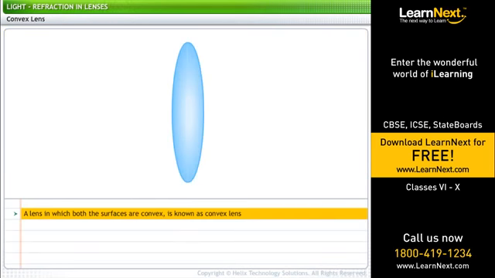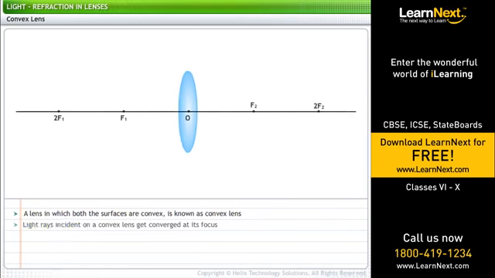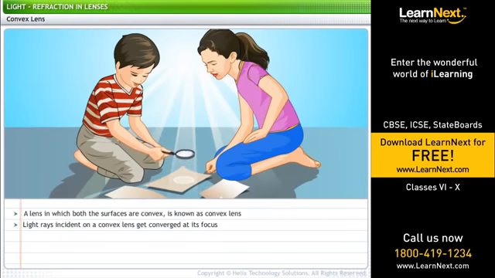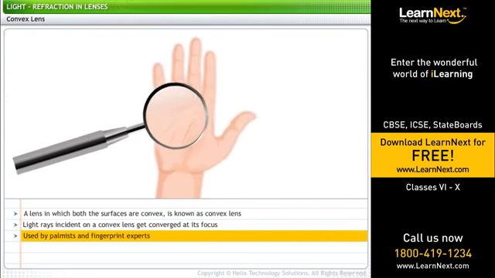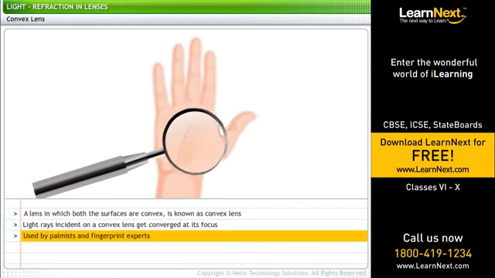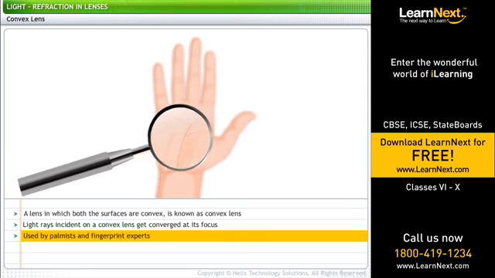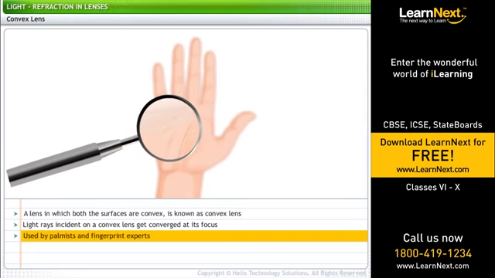A lens in which both the surfaces are convex is known as a convex lens. Light rays incident on a convex lens get converged at its focus. This is why a convex lens is also called a converging lens. Children often use them to make paper burn by making sun rays converge on a point on the paper. Convex lenses are used as magnifying glasses by palmists to study palms. They're also used by fingerprint experts for magnifying and studying fingerprints.